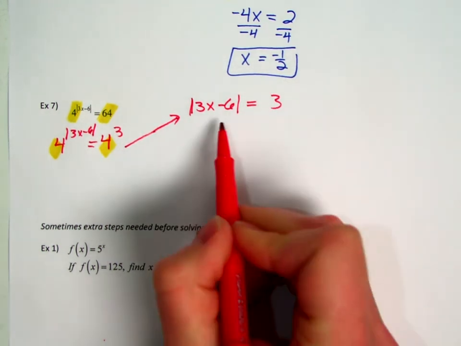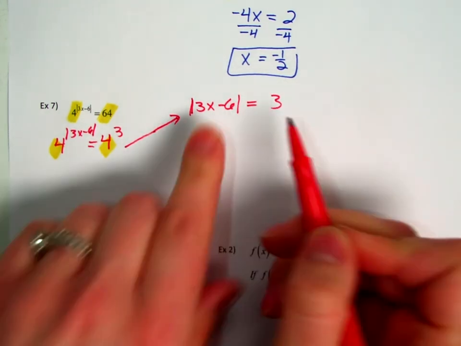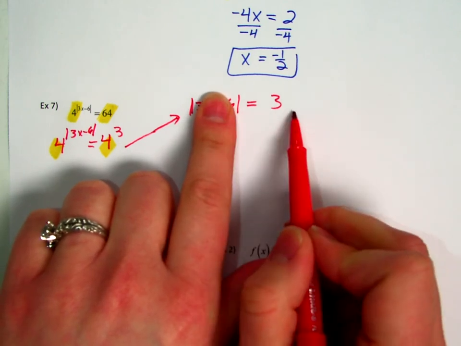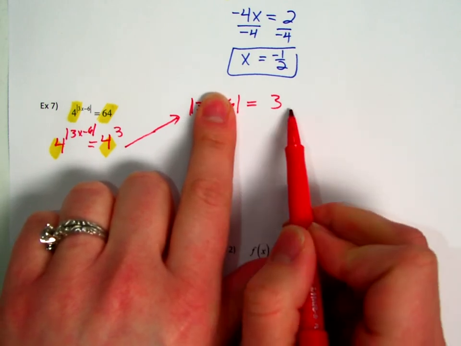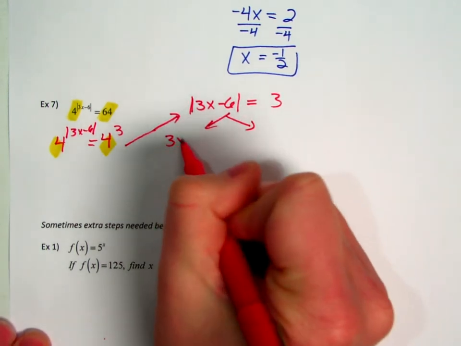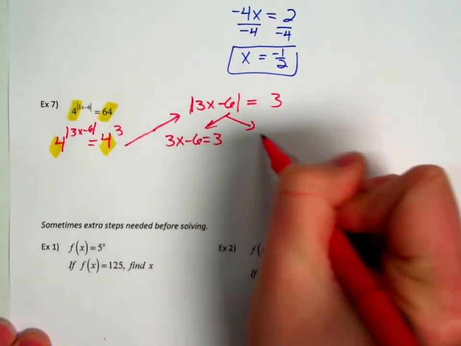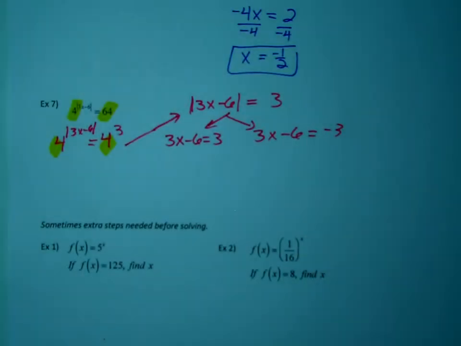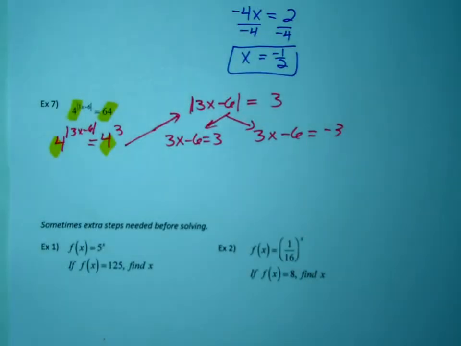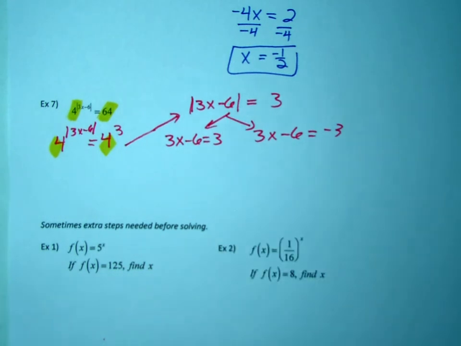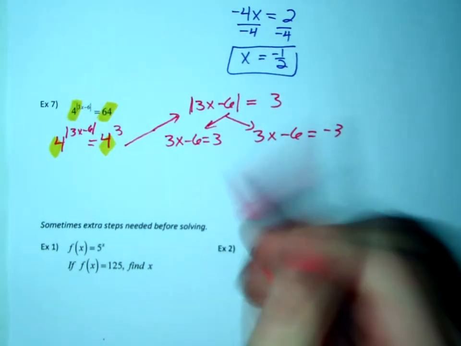Now remember, when we're dealing with absolute values, the idea is what number would go in here to give me 3? Well, the absolute value of 3 is 3, and the absolute value of -3 is also 3. So that means we're going to have to split this into 2 different equations. 3x minus 6 equals 3, or 3x minus 6 equals -3. Either one will work, okay? Because if we put a -3 in here and take its absolute value, we will also get 3. So we're going to solve this.